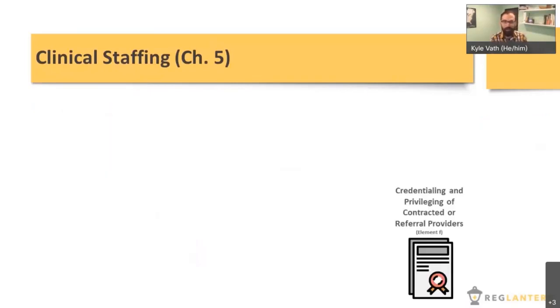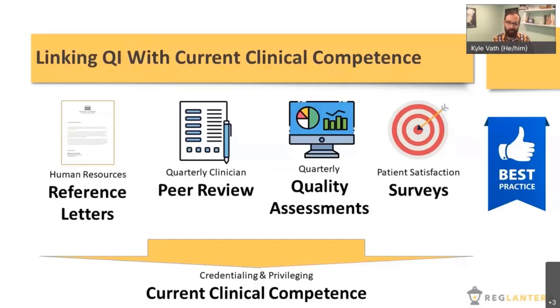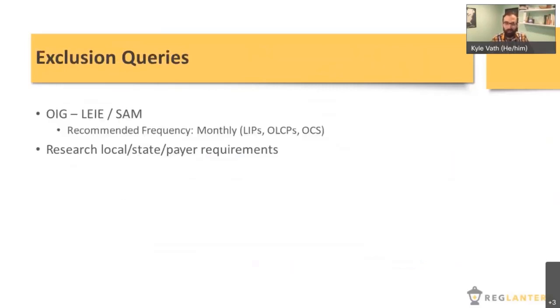All right, the final area we'll talk about is credentialing and privileging of contracted or referral providers. And again, we talked about that in great detail with the Form 5A. So you want to make sure you have all of that in place. Another idea here is that you can combine a lot of the work that goes into credentialing and privileging with work you're already doing. You're going to be looking at reference letters. You're going to be doing peer review. For the QI chapter, you're going to be doing quality assessments. Also for QI, you're going to be doing patient satisfaction surveys. These are all things that can go into current clinical competence evaluations, and so you don't have to reinvent the wheel. You can really save a lot of time there.